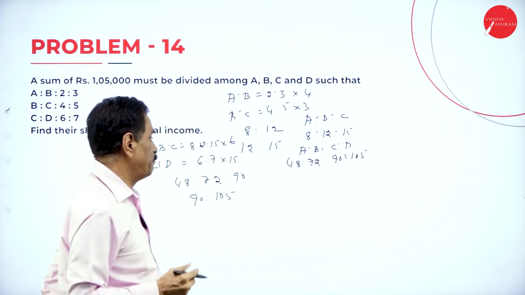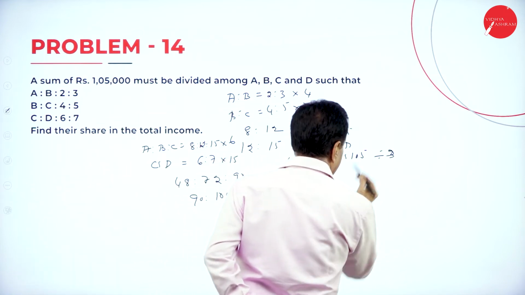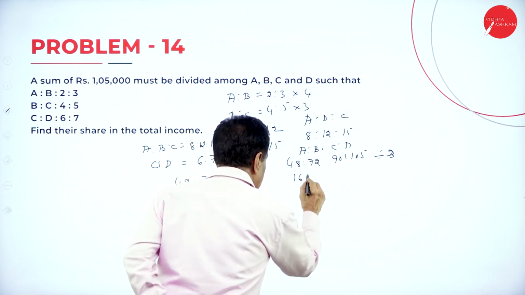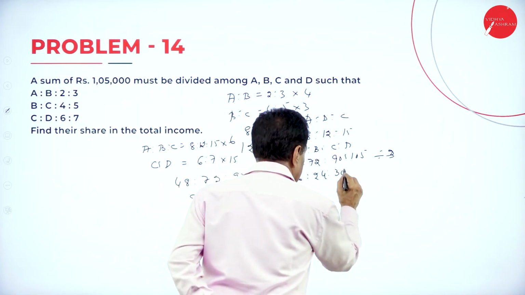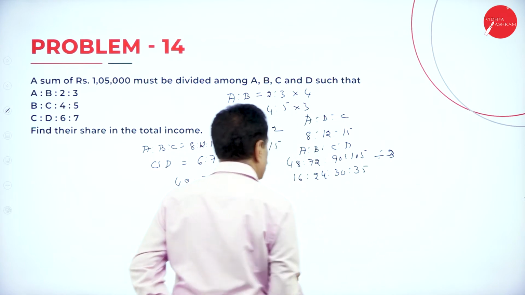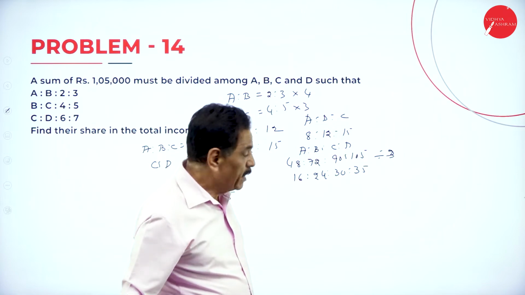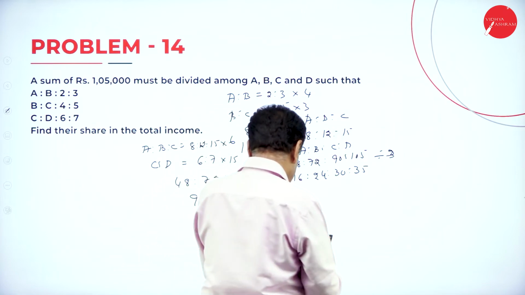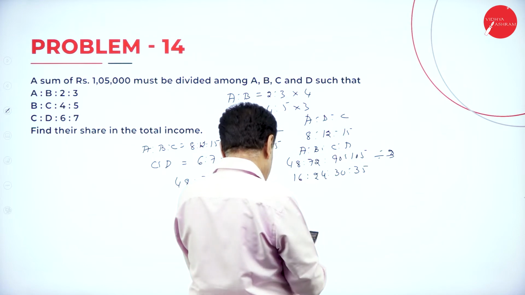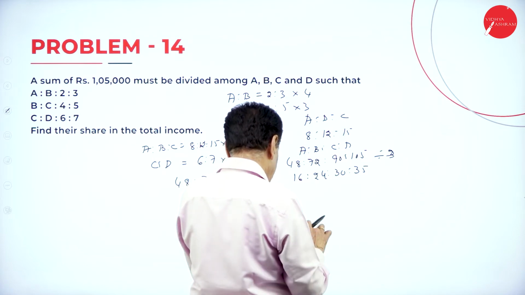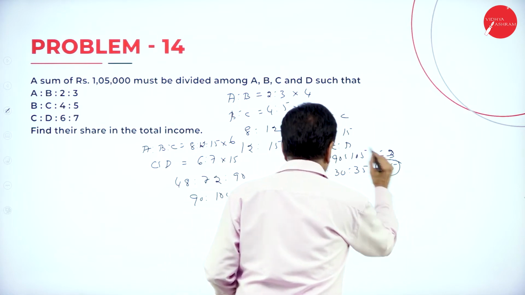They are in the ratio. Is it divisible? See that? Divisible by 3. So they are in the ratio of 16 is to 24 is to 30 is to 35. Add this: 16 plus 24 plus 30 plus 35 is 105. Total. Apply now.